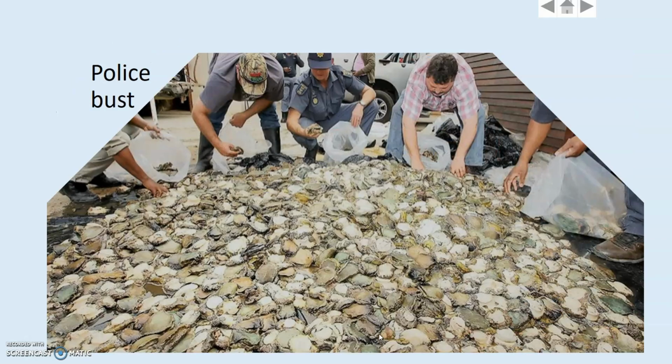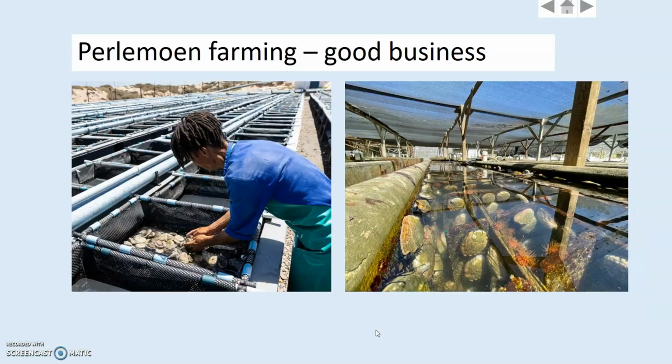Here's a police bus. Look at all those perlemoen. Wow. On the other hand, farming perlemoen is good business.